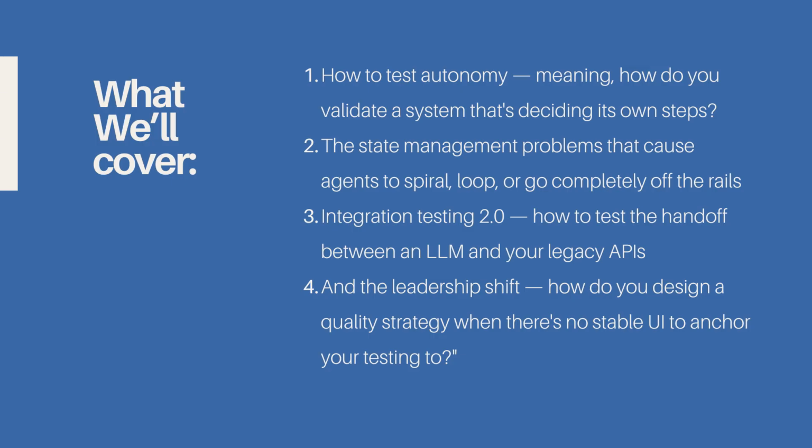Here's what we're covering in this episode. How to test autonomy, meaning how do you validate a system that's deciding its own steps? The state management problems that cause agents to spiral, loop, or go completely off the rails. Integration testing 2.0, how to test the handoff between an LLM and your legacy API. And the leadership shift. How do you design a quality strategy when there's no stable UI to anchor your testing to?